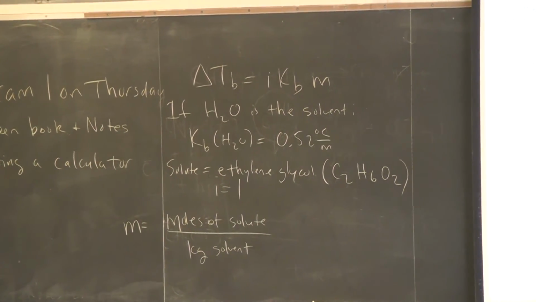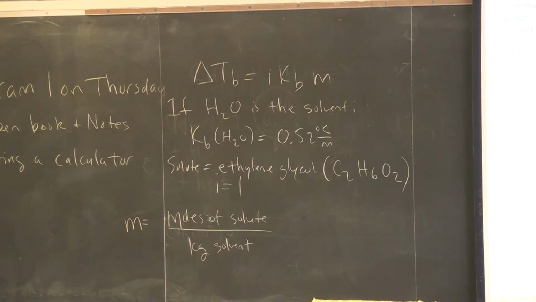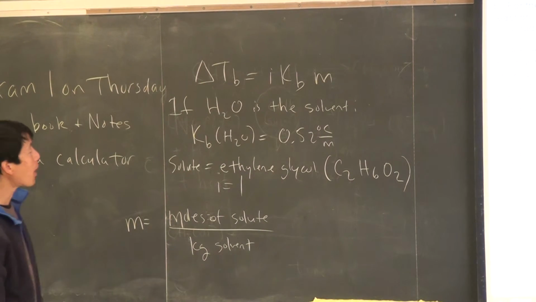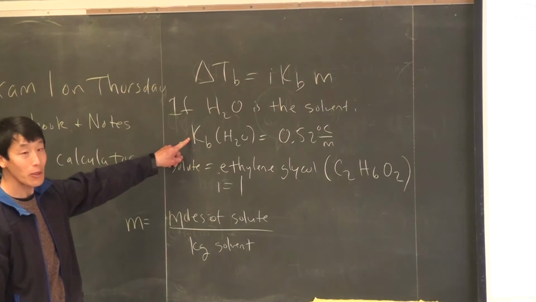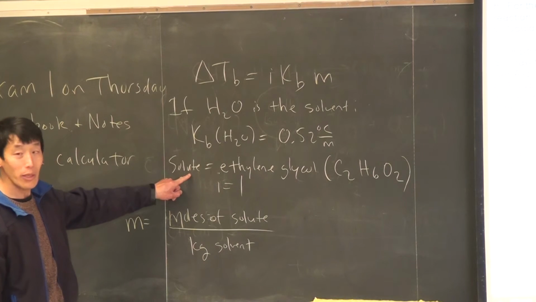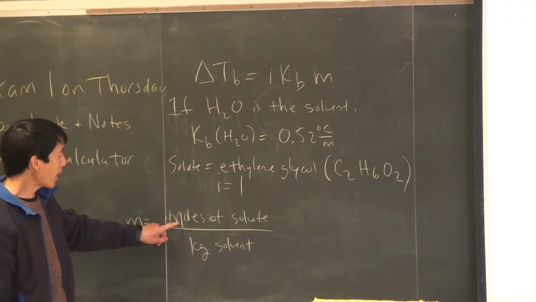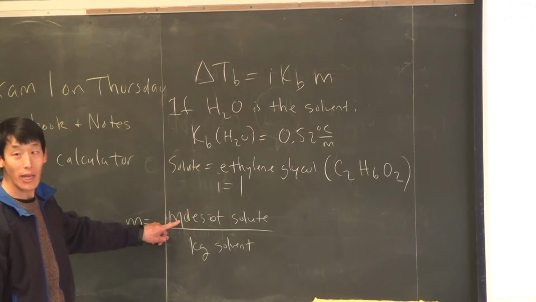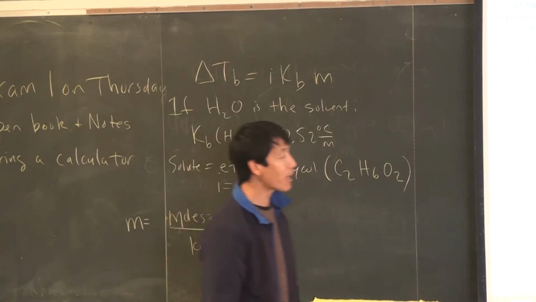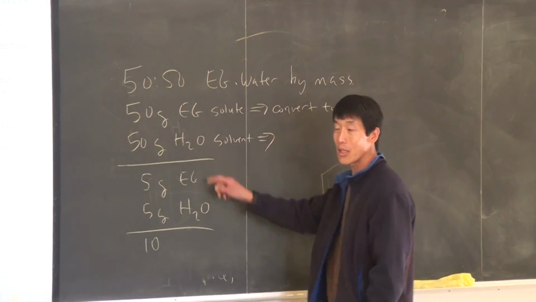If ethylene glycol is the solvent, how is this calculation different? Okay, so ethylene glycol is the solvent. Do you use the same Kb? Nope, you have to look at the Kb for ethylene glycol. And the solute then would be water. What's the i for water? Okay, 1. And now the moles of water is going to be the same or different? Really? So are you saying that 50 grams of ethylene glycol and 50 grams of water have the same number of moles? No, it's going to be different.